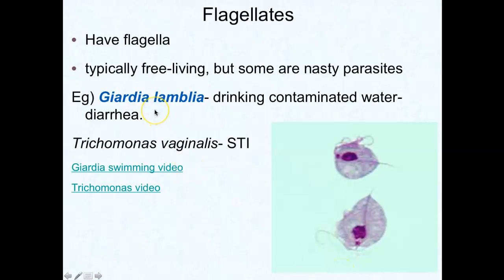Now, giardial diarrhea lasts a very long time, 3 weeks, 6 weeks, a very, very long time. Just think about the discomfort of what you have when you have diarrhea for a day and multiply that for a month, and that's giardia. There's also a sexually transmitted infection called Trichomonas vaginalis that's caused by a flagellated protist. I'm going to link these videos to your module so you can get a nice visual image of what these guys really look like.